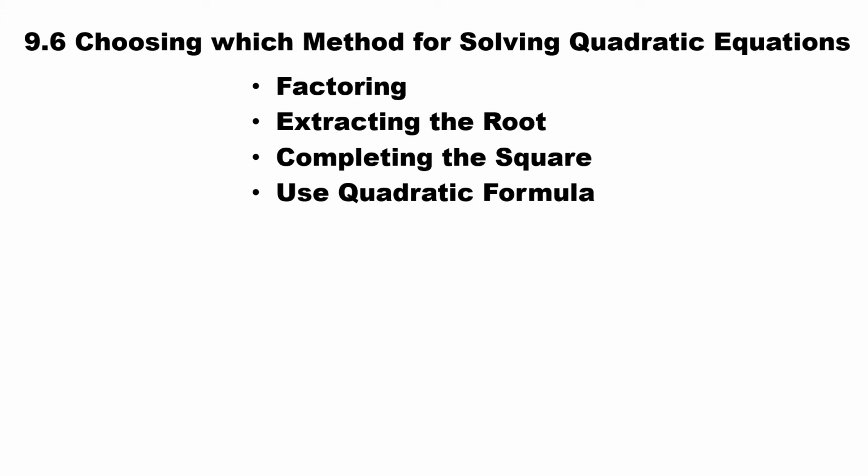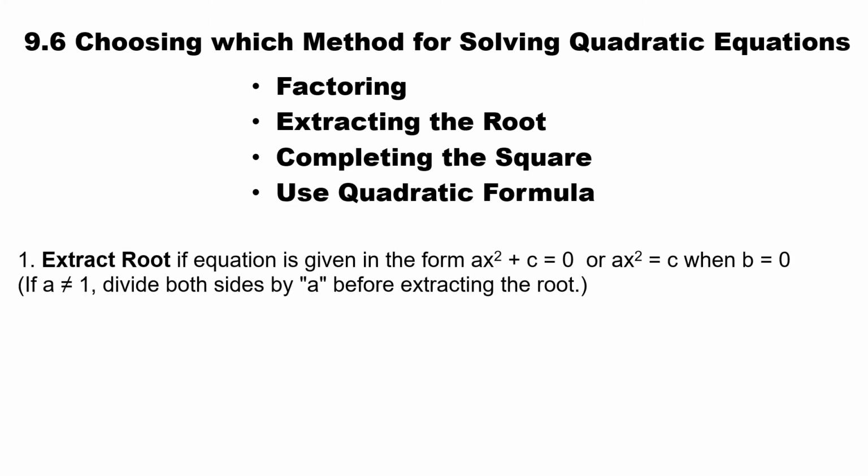So here are the different ways that you can determine which method would be the best to use. You're going to extract the root if the equation is given in the form ax squared plus c equals 0. So basically what you're saying is b equals 0. The bx term, or the linear term, isn't there. So when it's that scenario, you're going to extract the root, okay?